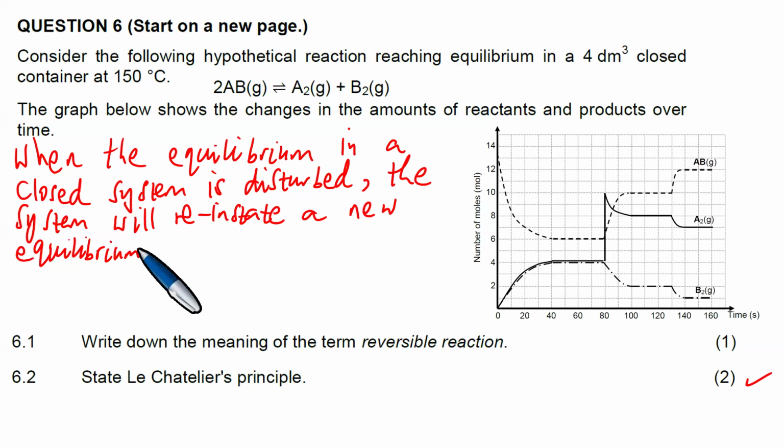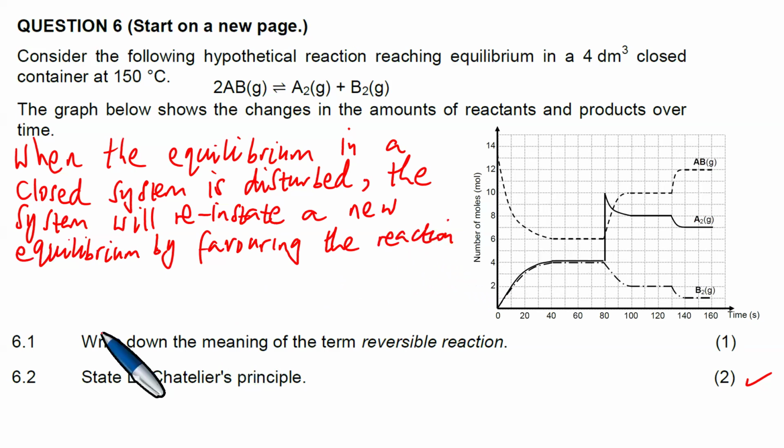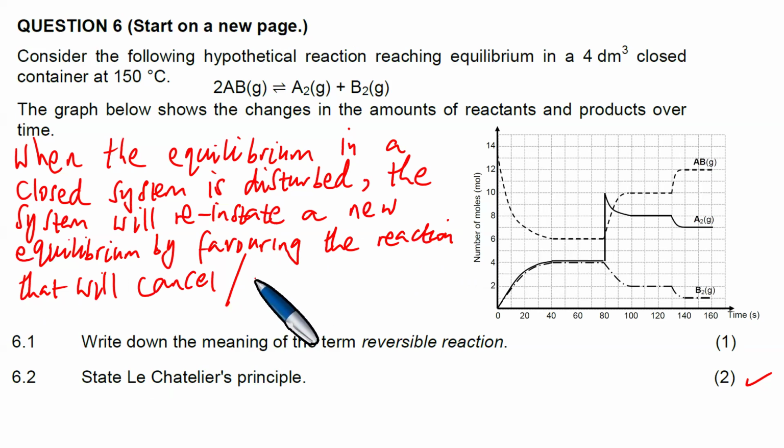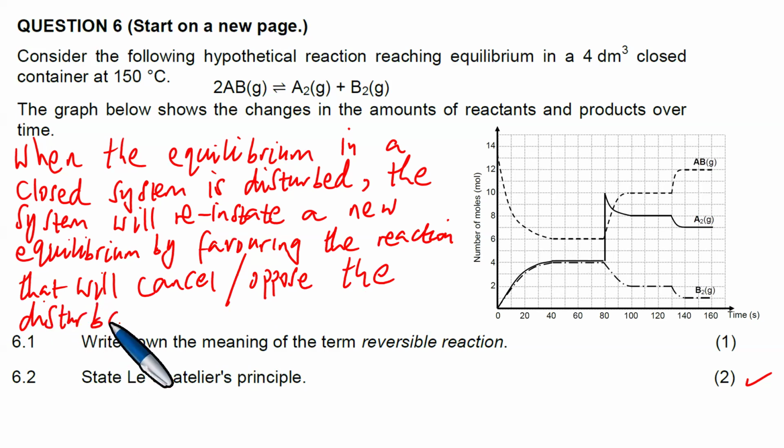We'll reinstate a new equilibrium by favoring the reaction that will cancel, or oppose, the disturbance. This is Le Chatelier's principle. When the equilibrium in a closed system is disturbed, the system will reinstate a new equilibrium by favoring the reaction that will cancel or oppose the disturbance. Learn it and memorize it. Next question.